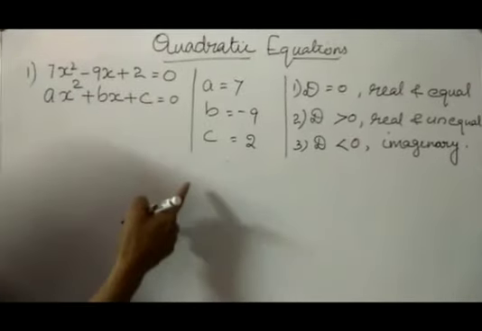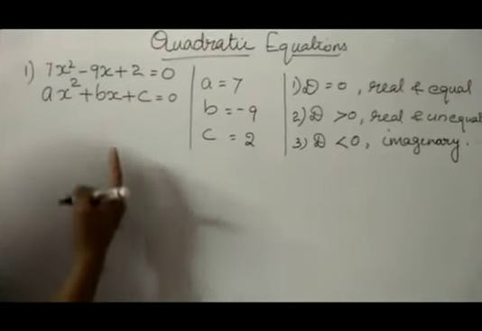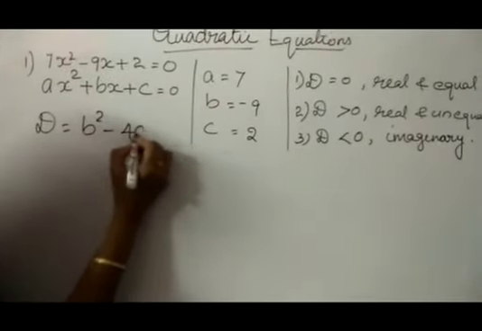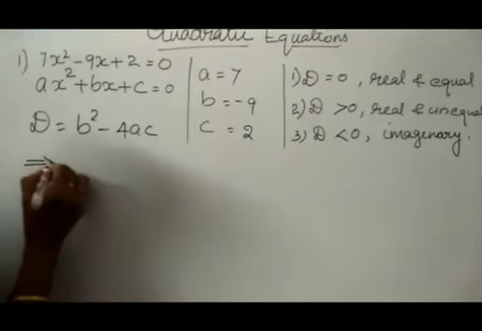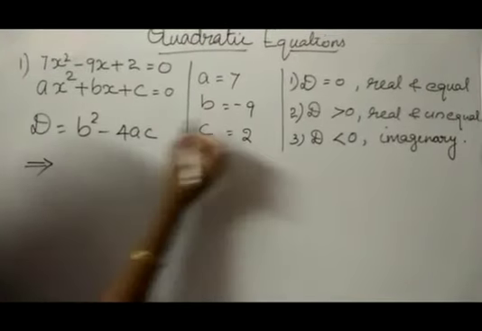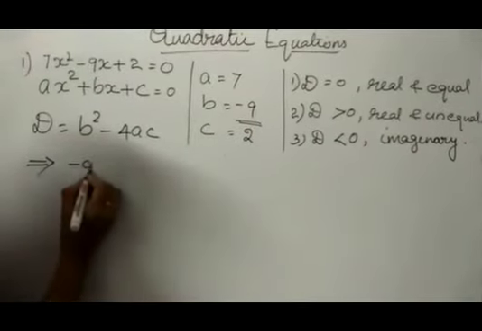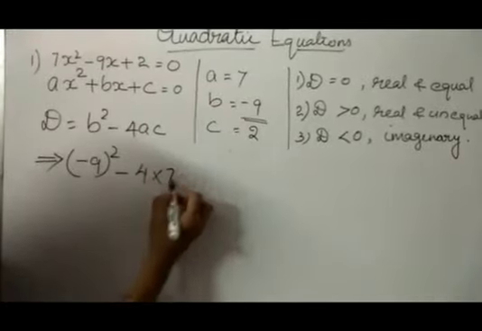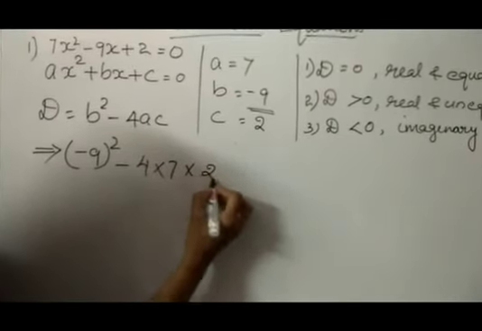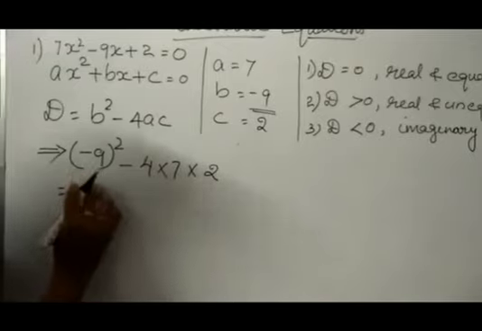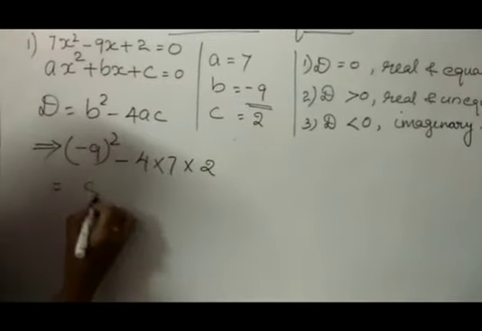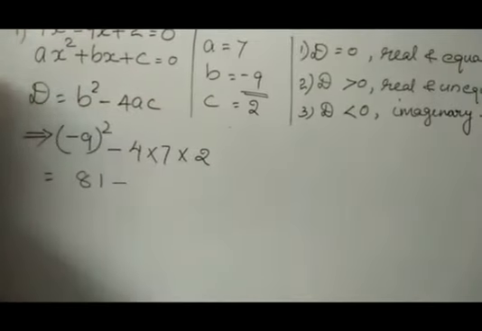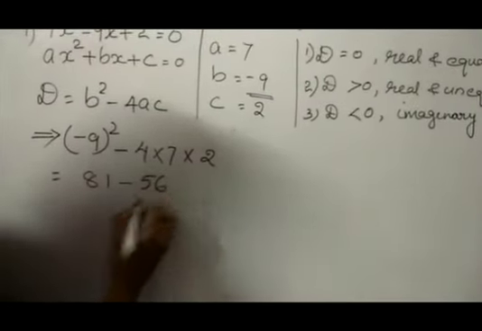Let's substitute these values in the discriminant expression. What's the discriminant? D is equal to b square minus 4ac. When you substitute, you will get b square. What's the value of b here? It's minus 9, the whole square, minus 4 into a, which is 7, into c, which is 2. That's equal to the square of minus 9, that's 81, minus the product of these three terms, which is 56.